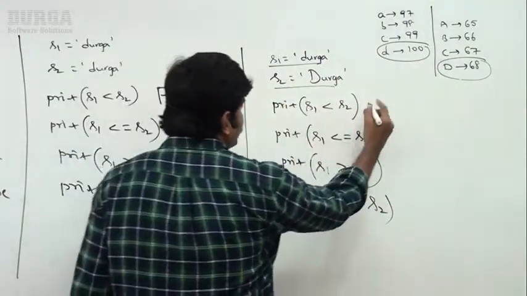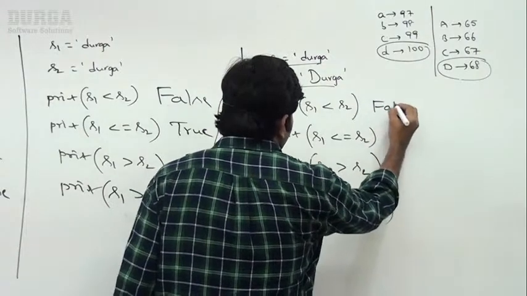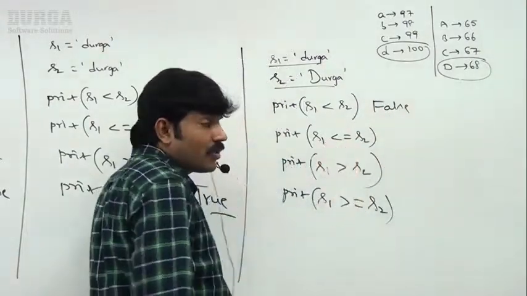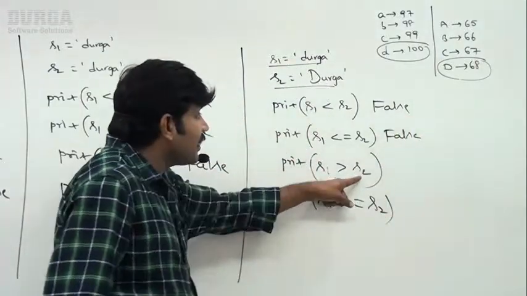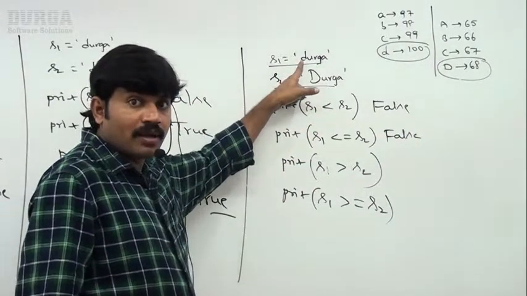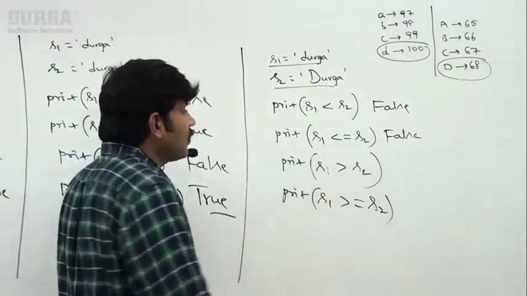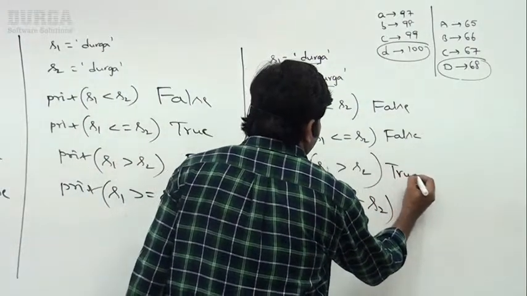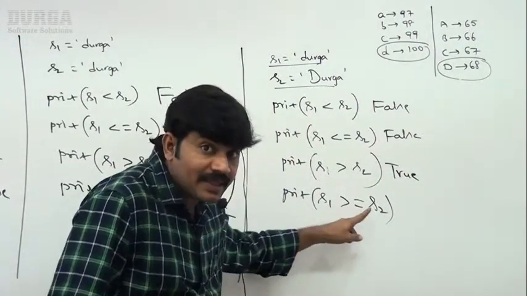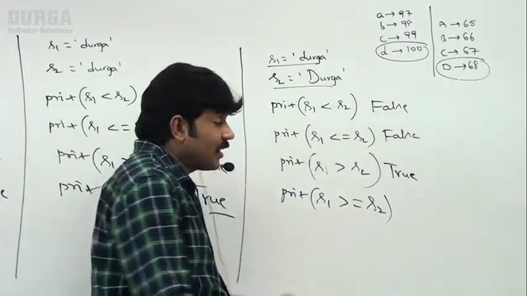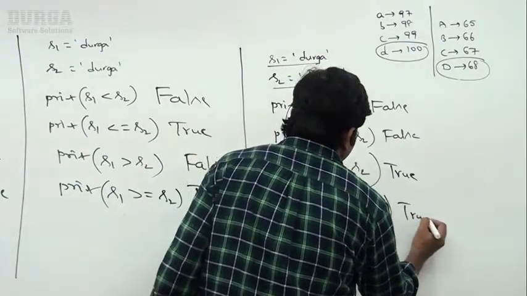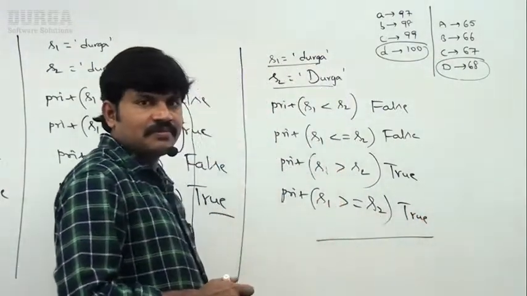So S1 less than S2, false. S1 less than or equal to S2, false. S1 greater than S2: yes, small Durga is greater than capital Durga, so true is the answer. Next, S1 greater than or equal to S2: small Durga greater than or equal to capital Durga, yes, it is valid. True is the answer. Are you getting it, right?